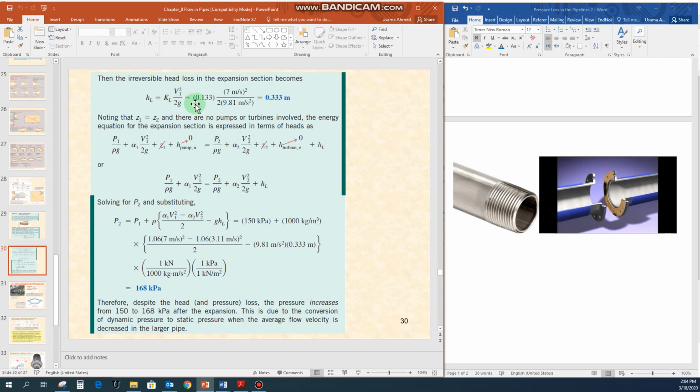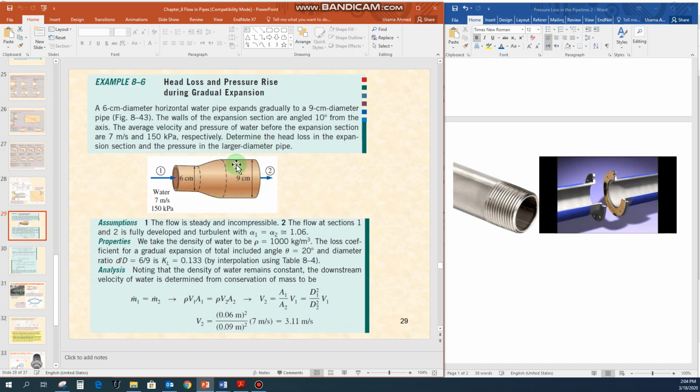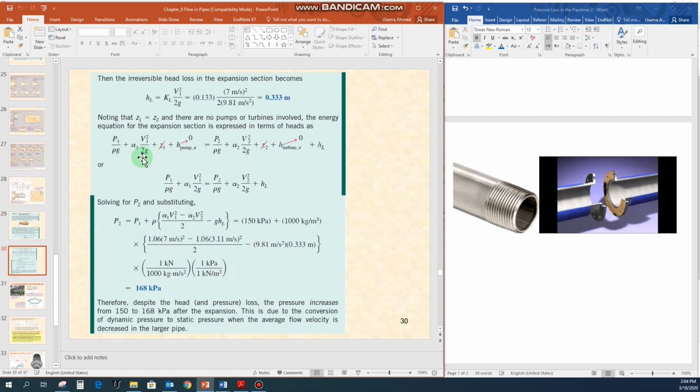So with the value for the KL 0.133 and the velocity at the inlet, you can have the value for the head loss. The head loss that you calculated for the given component comes out to be 0.333 meter. Now we have to calculate the pressure at point 2, or within this section of this component. So we can use the Joule energy equation here, and we have to simplify this equation.